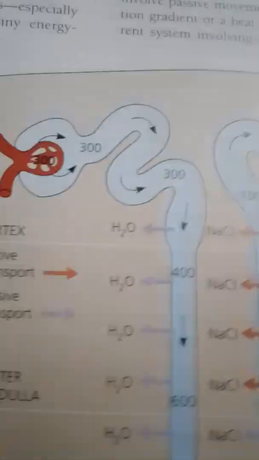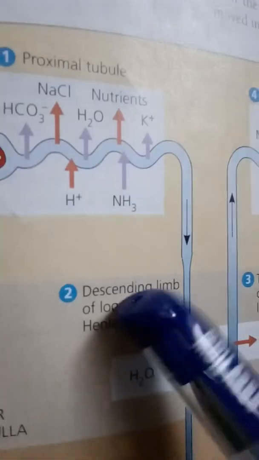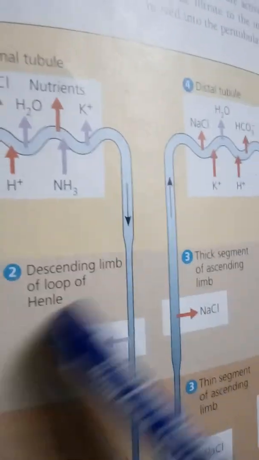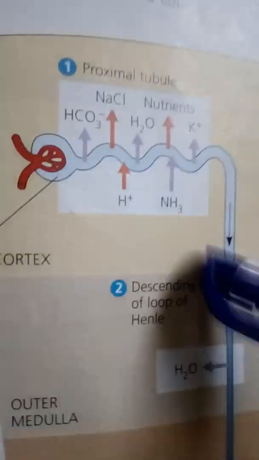2. Descending limb of the loop of Henle. Notice that.